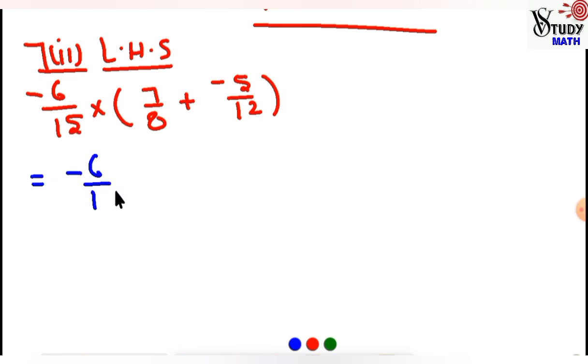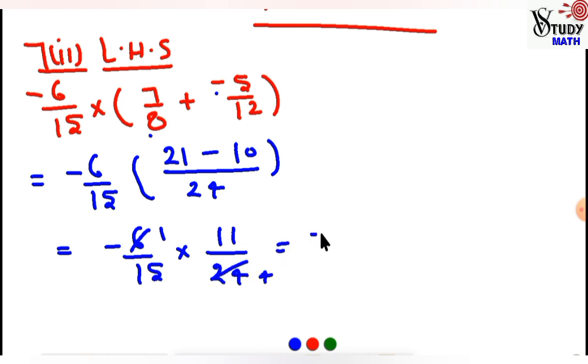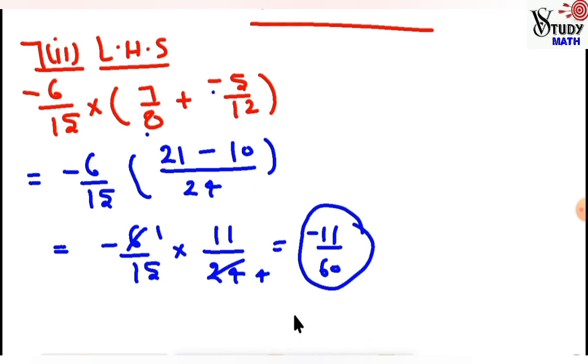So 6 by 15 remains the same, small bracket, what is the LCM of 8 and 12? That is 24. 8 3 ja 24, 21, positive negative becomes negative, 12 2 ja 24, so 10. So we have negative 6 by 15 going to multiply 11 upon 24. 6 1 ja 6, 6 4 ja. So we have negative 11 by 60. So this is the answer of left hand side.